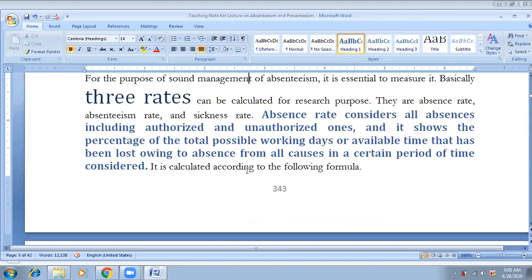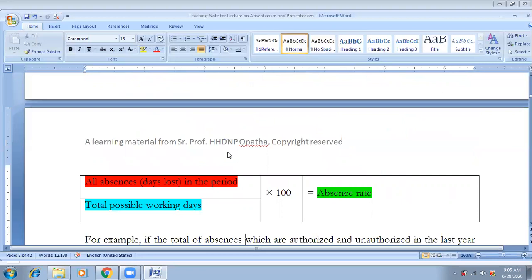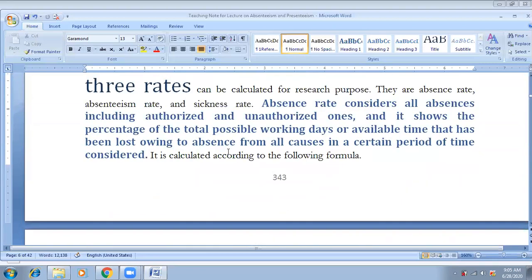Absent rate considers all absences, including authorized and unauthorized ones, and it shows the percentage of the total possible working days or available time that has been lost owing to absence from all causes. Of course, within a certain period of time that we consider, usually one year, maybe one month, month-wise or year-wise, we can calculate. Okay, then the formula. So this is the absent rate.